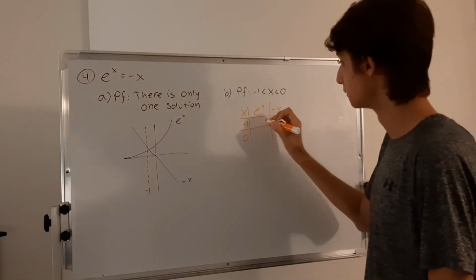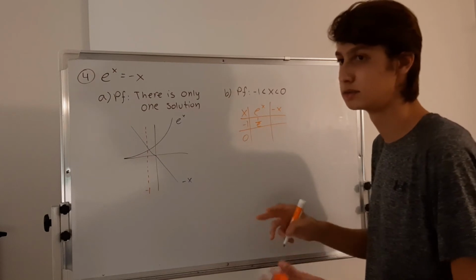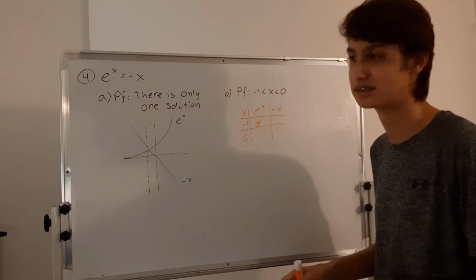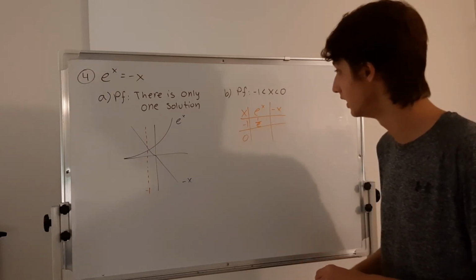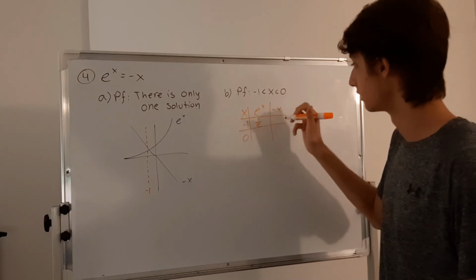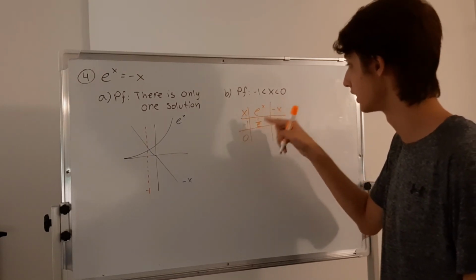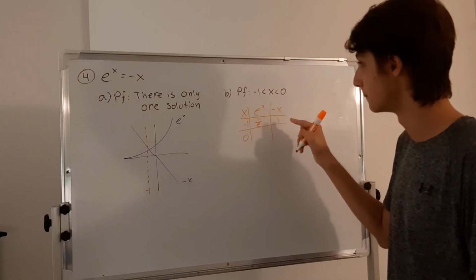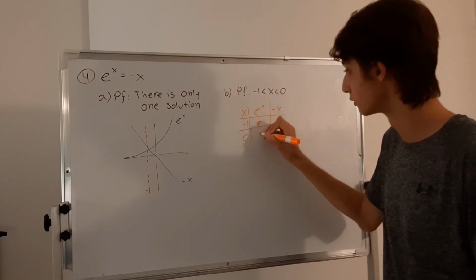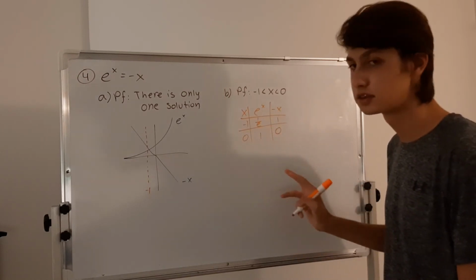So e to the -1 is just 1 over e. It's about 1 over 2, 1 over 3, somewhere between there, because e is 2.71828. Okay, so negative of negative x is just going to be 1. Or I'm sorry, negative of negative 1 is just 1. Okay. So then for our 0 value, e to the 0 is 1, but negative 0 is 0. This is all we need.